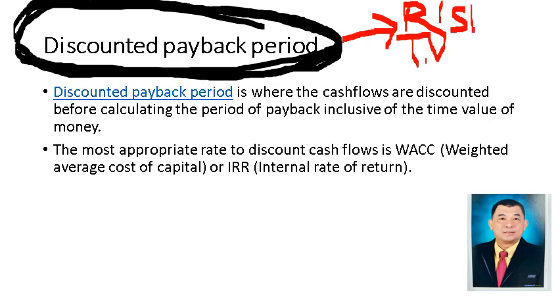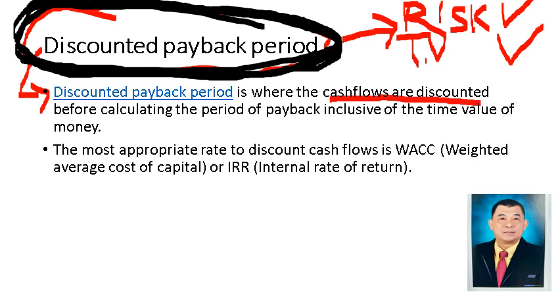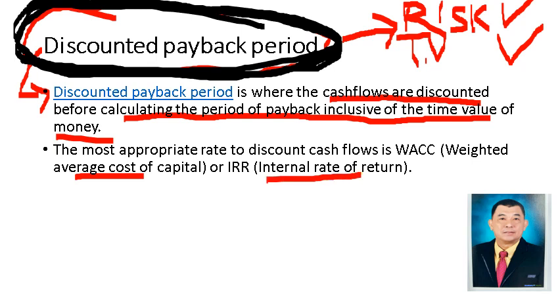That is why I like to compute the payback period. I want the discounted payback period method. Why? Because it is accurate and realistic. Why? Because it includes the risk and the time value of money. So, discounted payback period is where the cash flows are discounted before calculating the period of payback, inclusive of the time value of money. And the most appropriate rate to discount cash flow is the weighted average cost of capital or the internal rate of return.